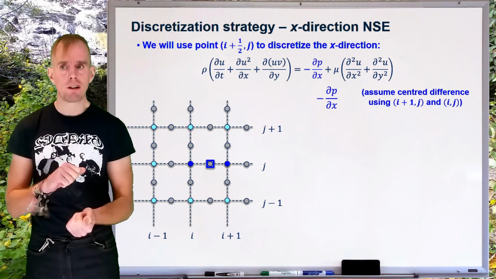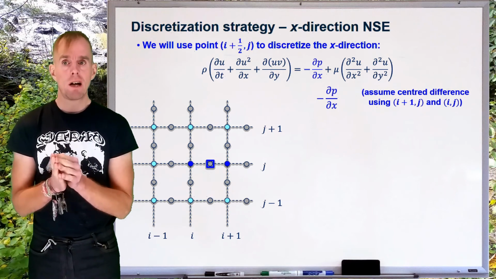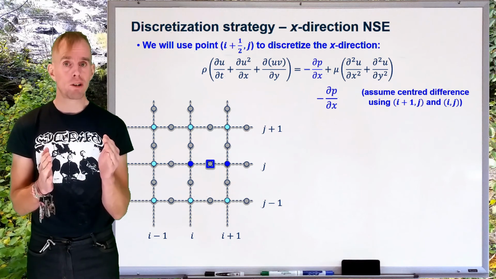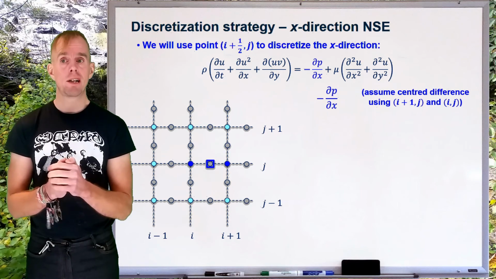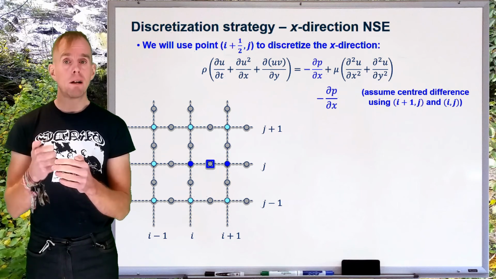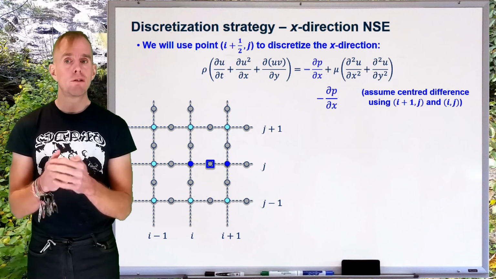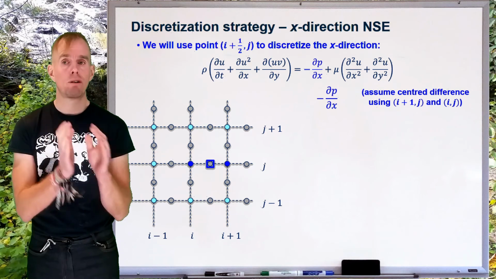I'm going to use centre differencing because I know that at point i plus a half, j, I've got a pressure node half a node away from me at i plus 1, j, and half a node away from me in the other direction at i, j. And so it's going to be p i plus 1, j minus p ij over 2 delta x. Well, delta x is the spacing between half nodal points.